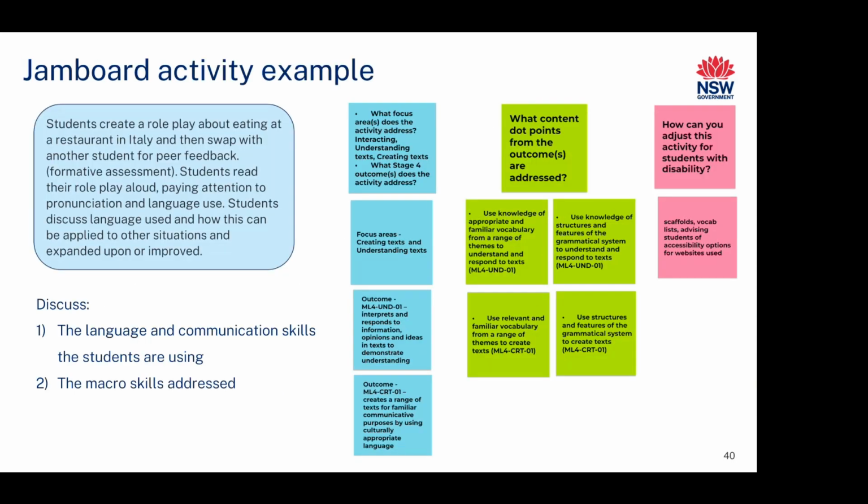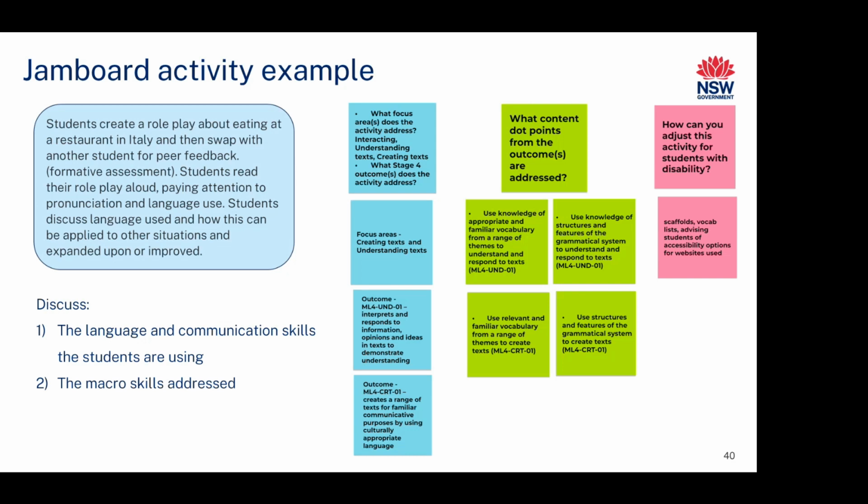Before we go to breakout rooms, we will model here the Jamboard task you will collaborate on. It is based on a stage 4 Italian teaching and learning activity. Students create a role play about eating at a restaurant in Italy and then swap with another student for peer feedback. Students read their role play aloud, paying attention to pronunciation and language use. Students discuss language used and how this can be applied to other situations and expanded upon or improved.